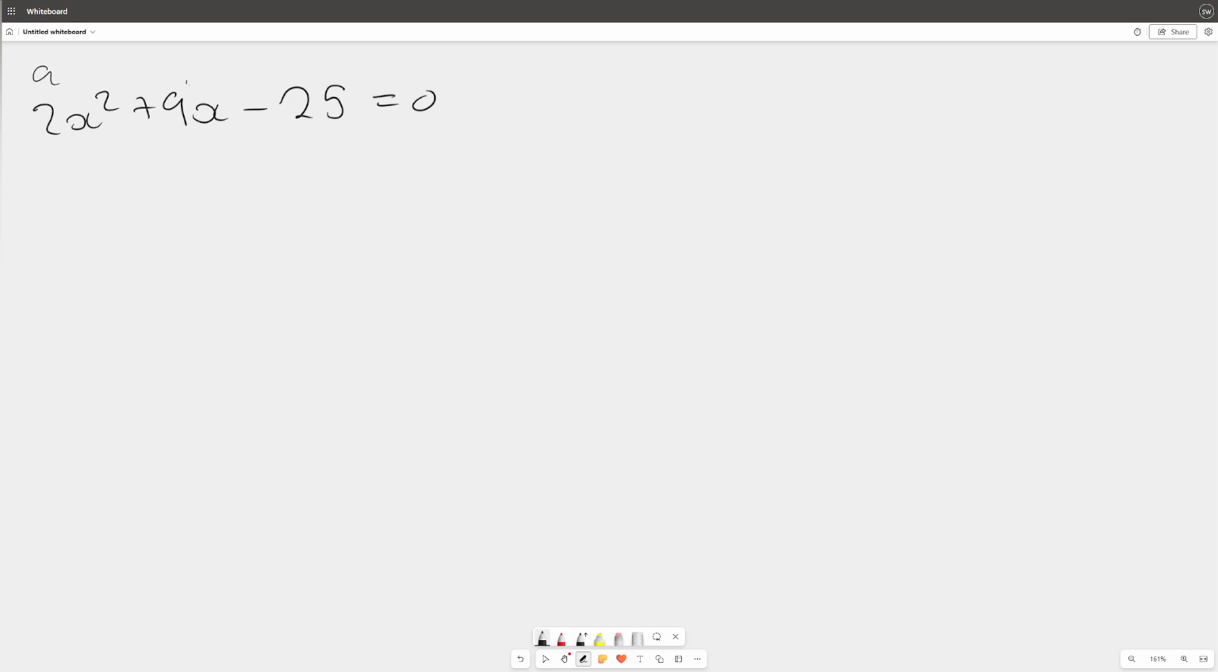So I'm going to write our a, our b, and our c. a equals 2, b equals 9, and c equals minus 25. Do not forget that minus. It is very, very important. So after you've made sure that you in fact do need to use the quadratic formula, we can get started. So let's write it down first.